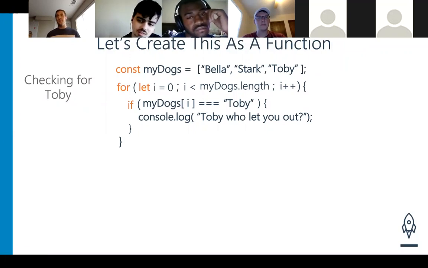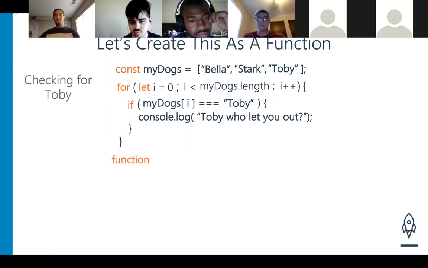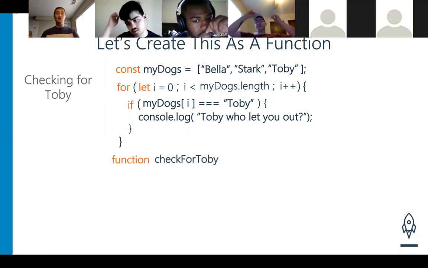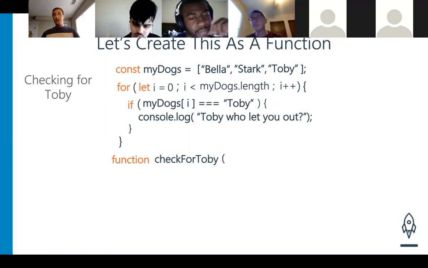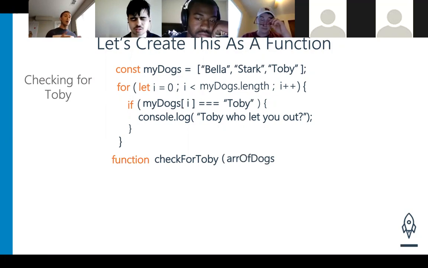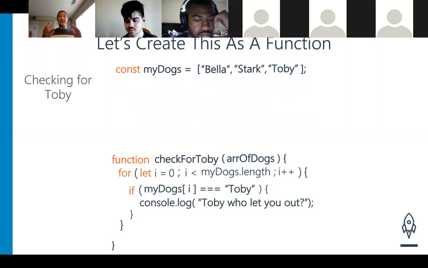Okay, so don't worry. I didn't forget about this. We're going to check for Toby also. Let's go ahead and build a function with this one. As always, how do we start creating a function? We use that keyword function. We need to also create the name of the function, which is left up to our creativity. I'm going to call it checkForToby. And then I'm going to put a parentheses here. What we're going to do is put in our arr, which is short for array of dogs. And then we're going to close it and include that code in there.